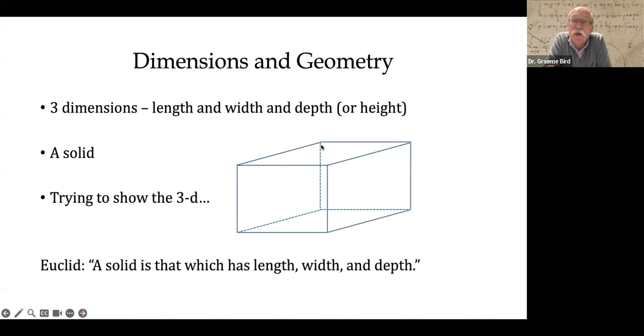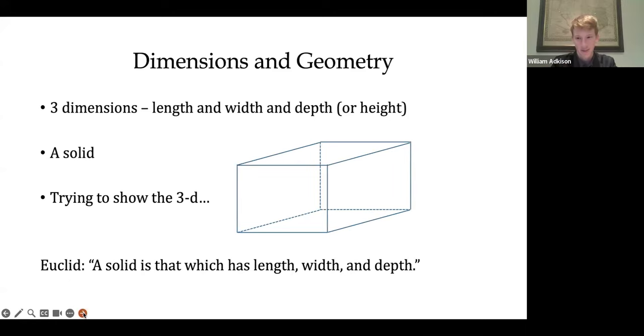And then I'd put the dotted lines for the ones that are in the background just to try and make it easy to see. And here's Euclid's definition of a solid: that which has length, width, and depth. So you can see that Euclid's definitions pretty much work now, and I think our definitions really go back to Euclid in many ways.